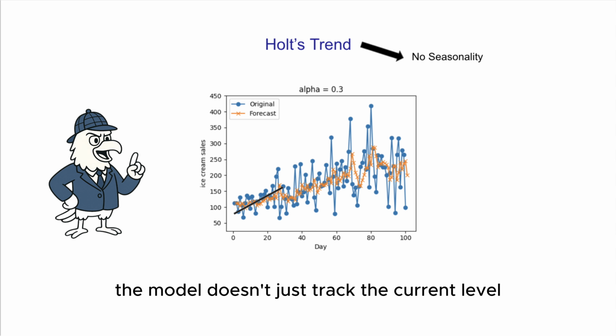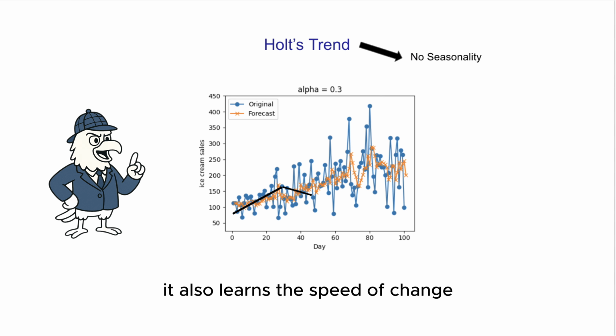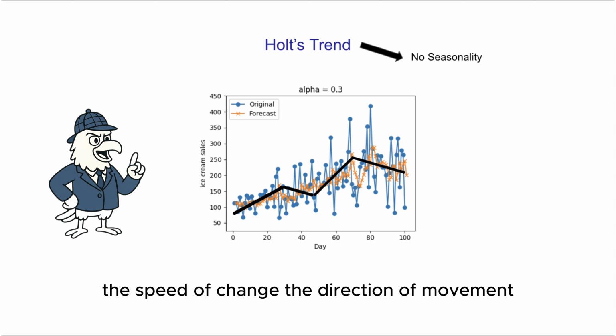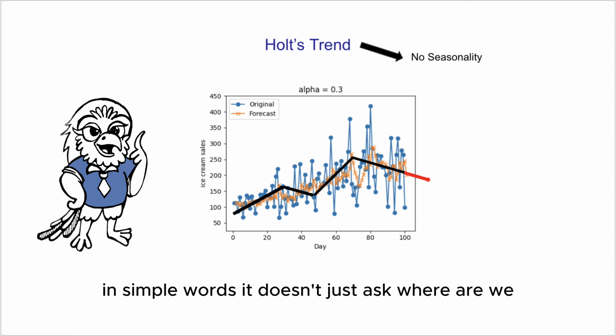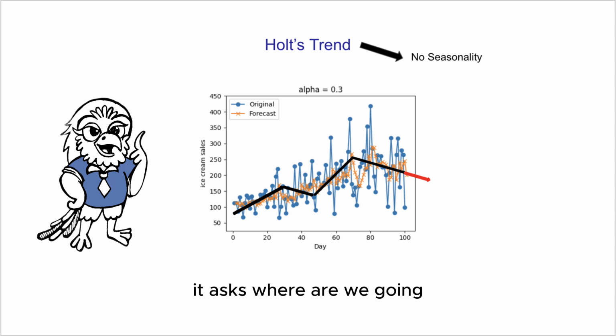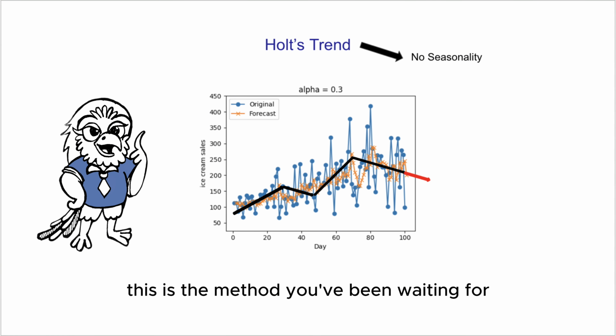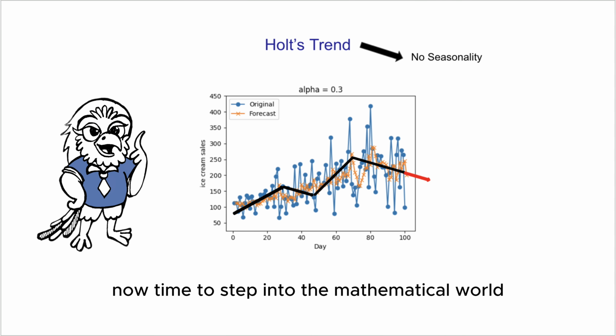This time, the model doesn't just track the current level, it also learns the speed of change. Hold this thought with you. The speed of change, the direction of movement. In simple words, it doesn't just ask, where are we? It asks, where are we going? So if your data has a trend, if things are moving up or down, this is the method you've been waiting for.